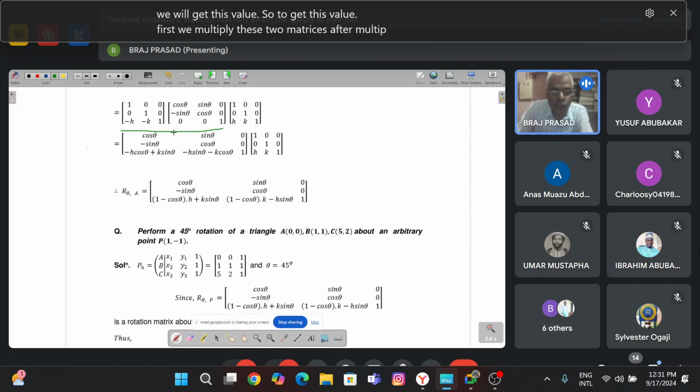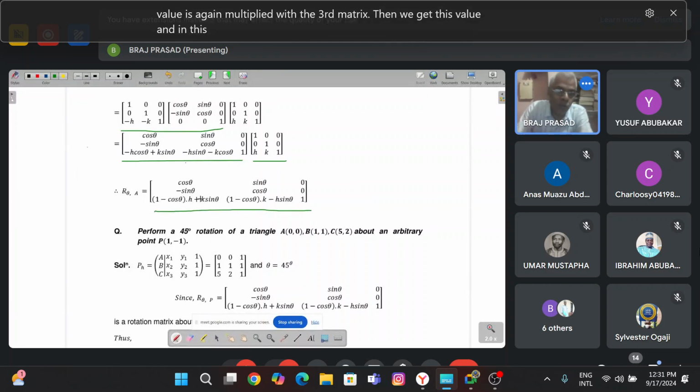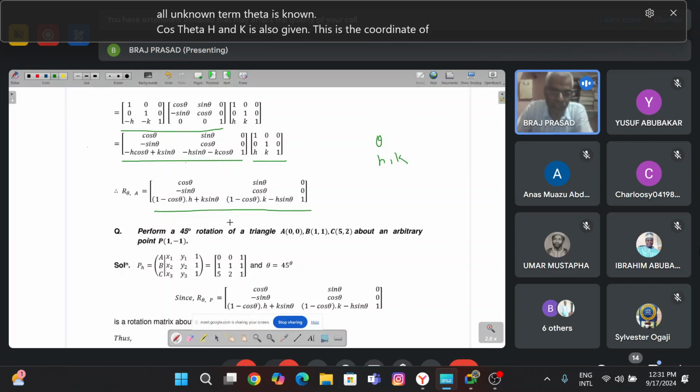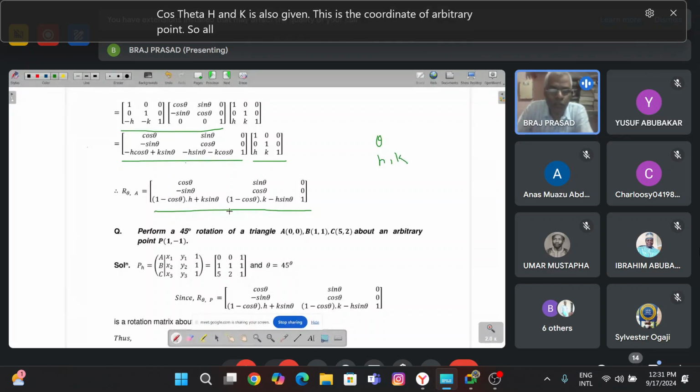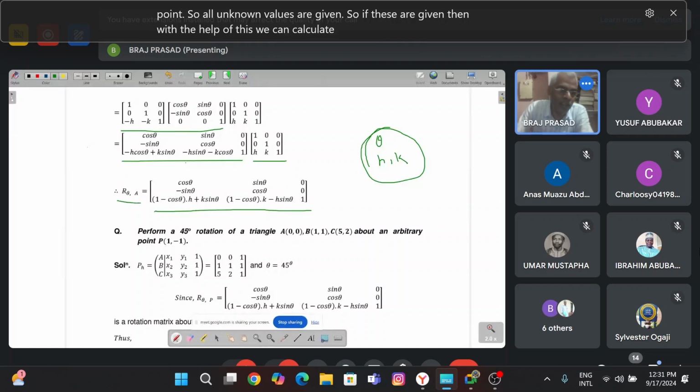After multiplying these two matrices, we get this value, and this new value is again multiplied with the third matrix, then we get this value. In this value, all unknown terms, theta, cos theta, h and k, are known. This is the coordinate of an arbitrary point. So all unknown values are given, and with the help of this we can calculate R theta, A.